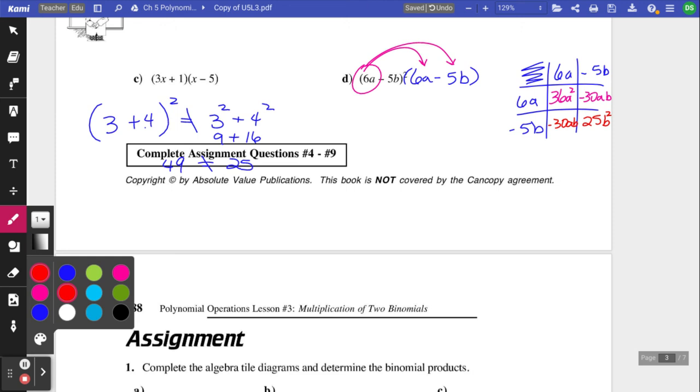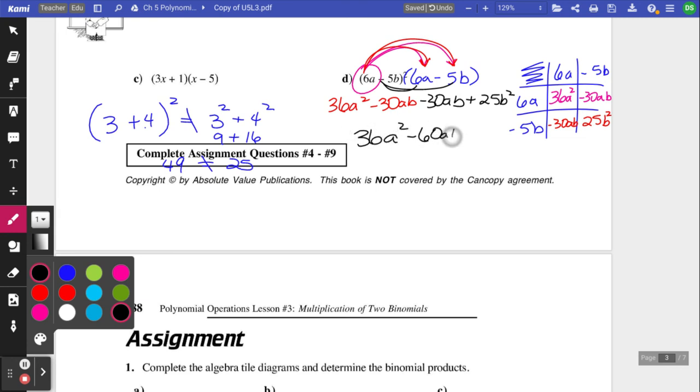Same thing would happen if you did this. 6A times 6A, 36A squared. 6A times negative 5B, minus 30AB. Let's do the other part. Negative 5B times 6A, negative 30AB, negative 5B times negative 5B, positive 25B squared. Final answer, no matter which way you do it, is 36A squared minus 60AB plus 25B squared.